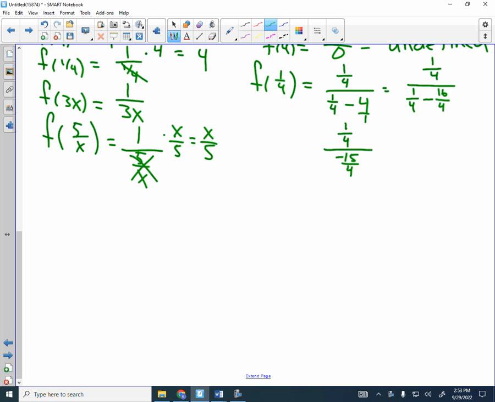Now I can do that magic thing, which is multiply by the reciprocal. So times 4 over negative 15. And Mikey was very close. It is negative 1 over 15. The negative can go at the top or the bottom or go out front. You okay with that?